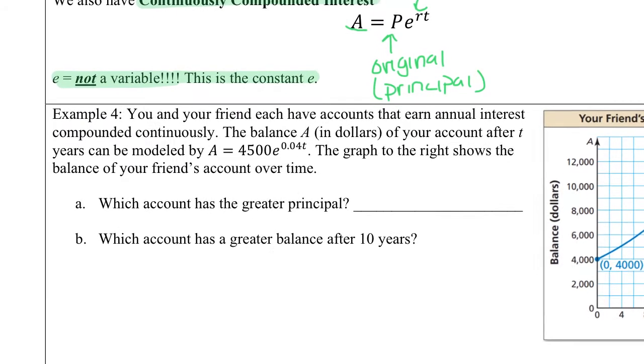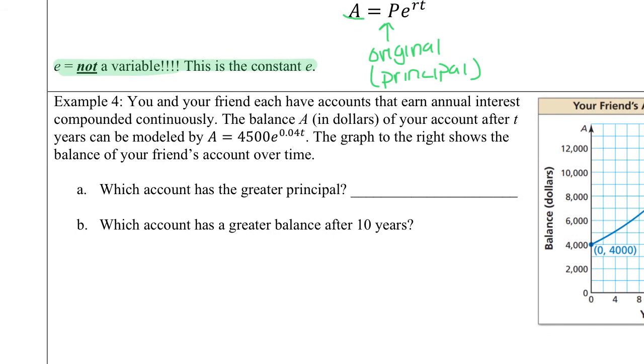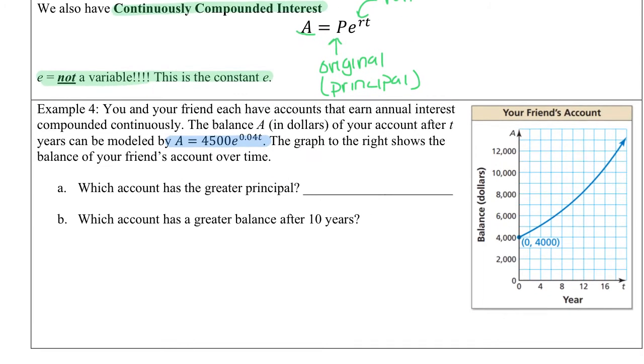So example 4, you and your friend each have accounts that earn annual interest compounded continuously. So that means we're going to use the A equals PE to the RT formula. The balance A in dollars of your account can be modeled by A equals 45,000 E to the 0.04T. The graph to the right shows your friend's account, modeled over time. So letter A, which has the greater principal?